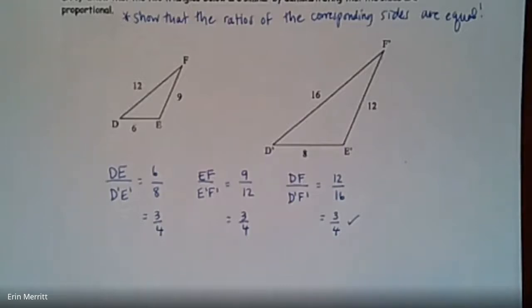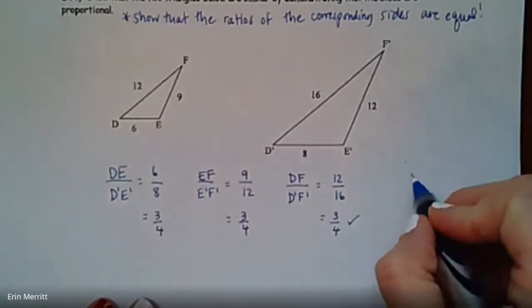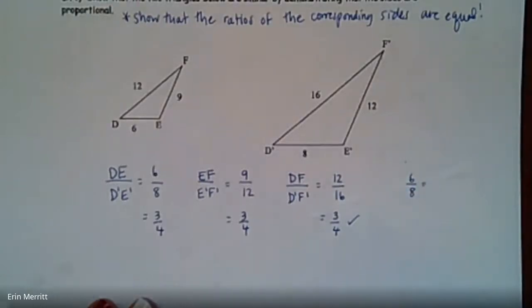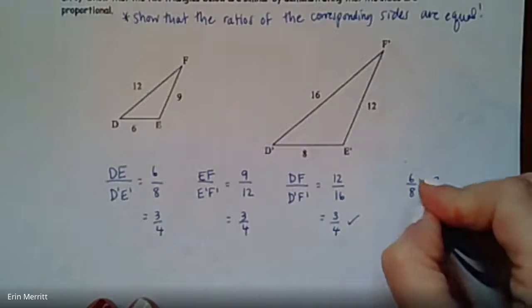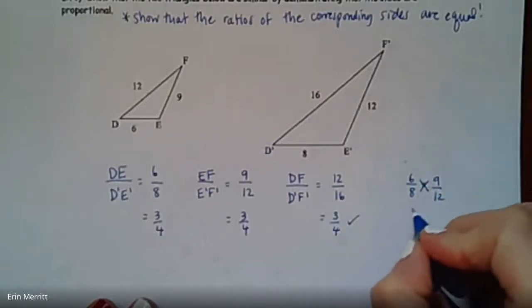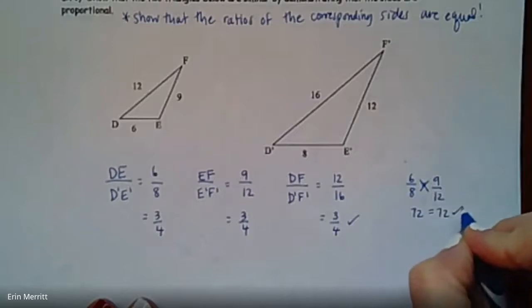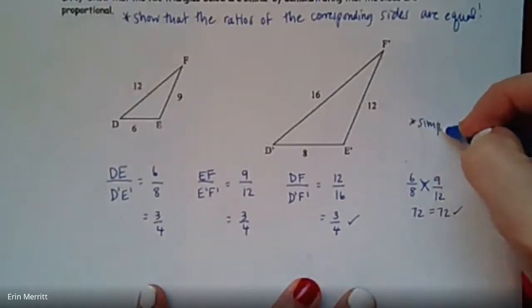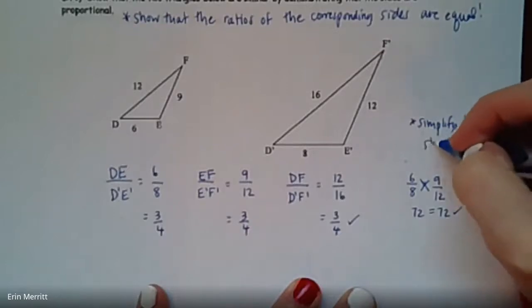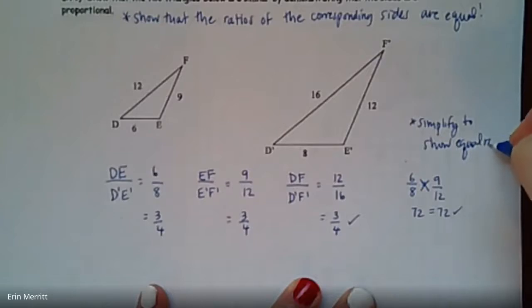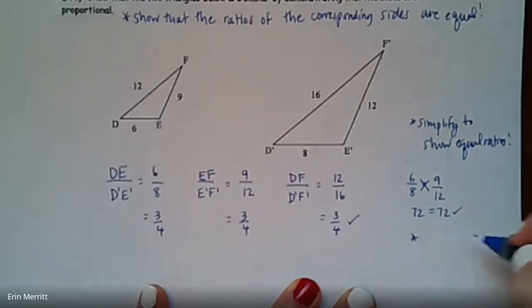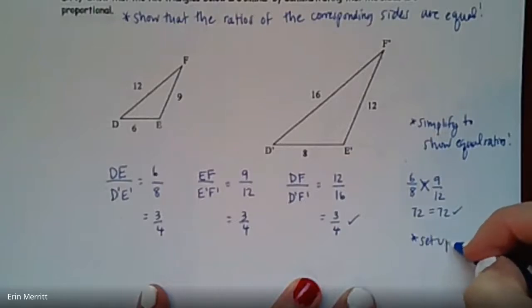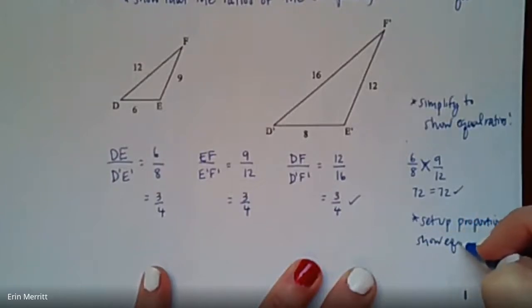The other way to show that would be to set up a proportion, so 6 is to 8 as 9 is to 12. You could quickly cross multiply and show that 8 times 9 is 72, 6 times 12 is 72. That would be another way: if you show the cross products are equal, then those values are proportional. So you either simplify to show equal ratios, that's one way, or you can set up a proportion and show equal cross products.